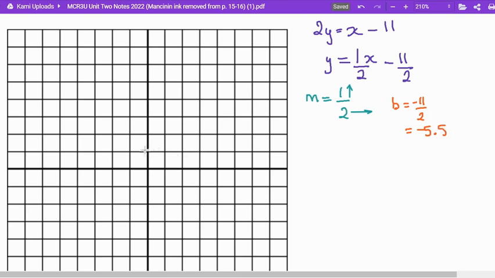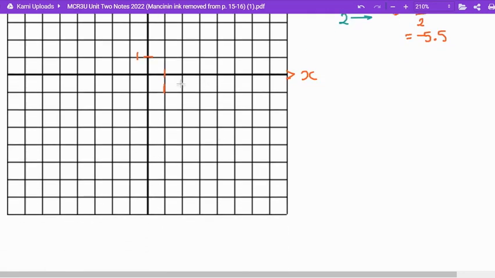Okay, so let's write our scales. So we're going up by ones again. We have the x-axis and the y, as we should always label. If you would like to put more numbers on the axes, that's fine. And my y-intercept is at negative 5.5. 1, 2, 3, 4, 5. Okay. So this is negative 5. This here is negative 6. And so my y-intercept goes right in the middle.